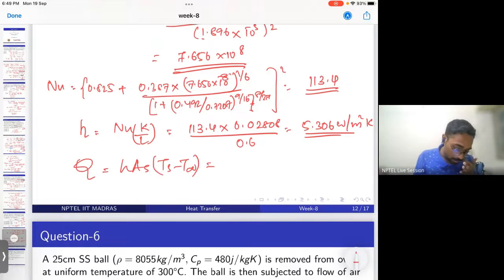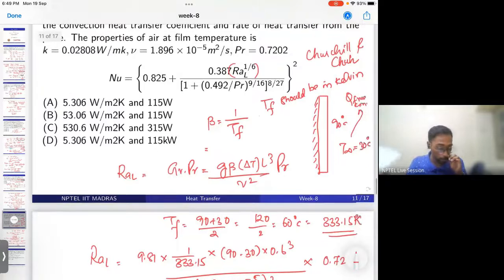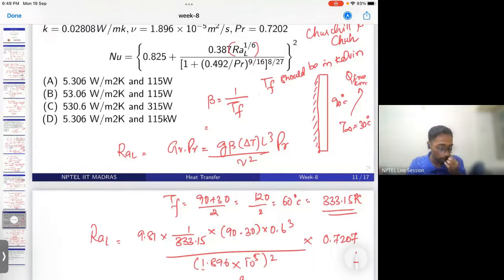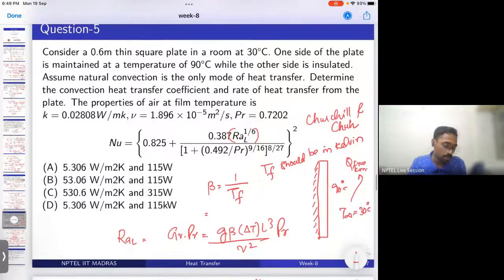The surface area itself is 0.6 into 0.6 into (Ts 90 minus T infinity 30). So you will get it as 115. So this was nothing. What we need to do is just find out the Rayleigh number. The correlation was given. These Nusselt number correlations, as you see, are very complex like this.